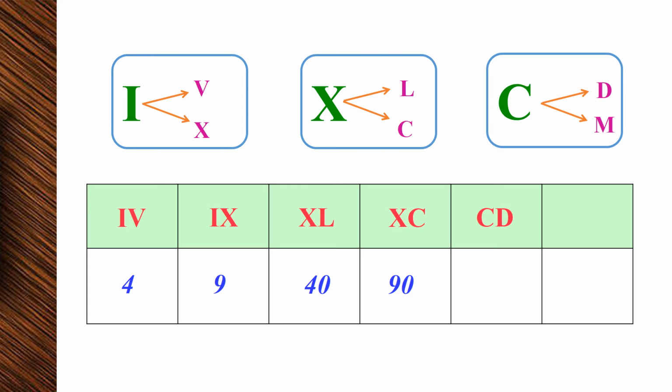Likewise, CD. C's value is smaller than D. On subtracting, we get 400. Likewise, CM. C's value is smaller than M. On subtracting 1000 and 100, we get 900.